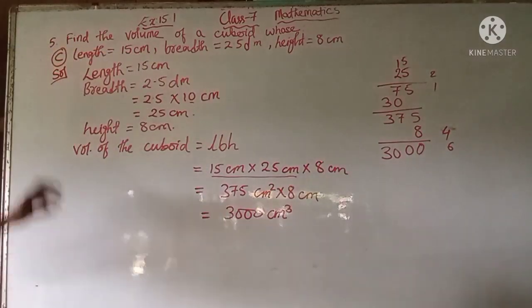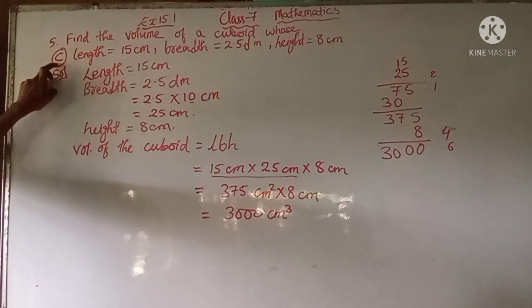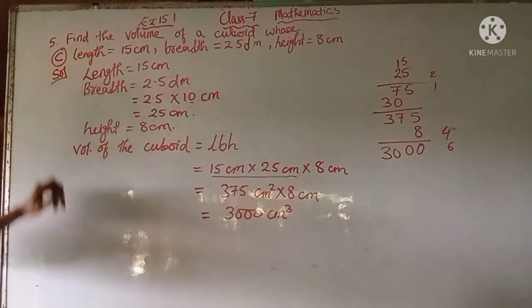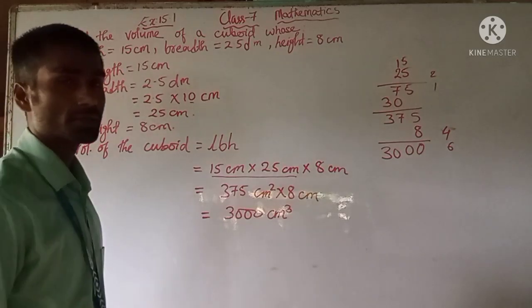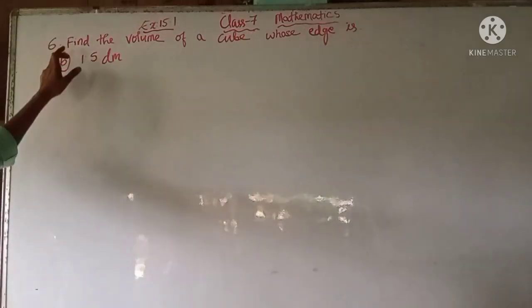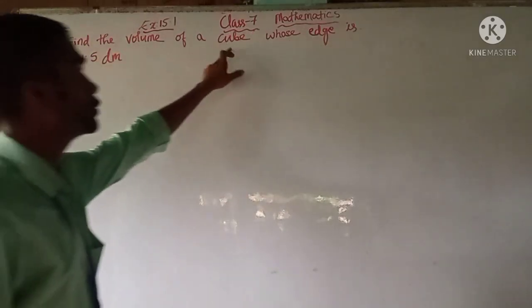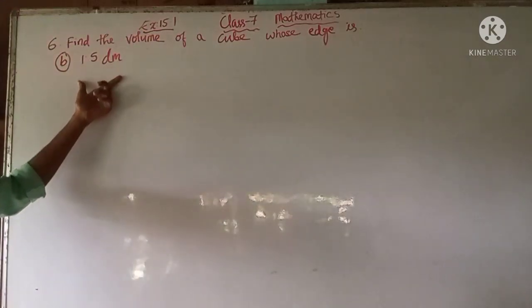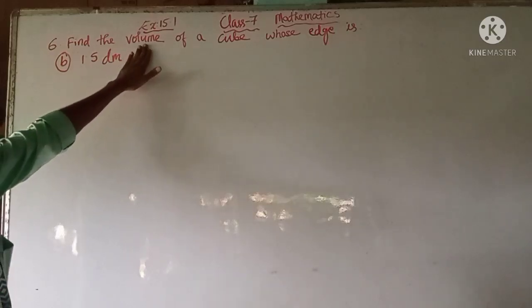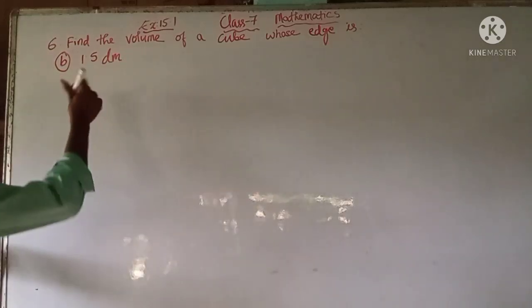I have done here option number C. You will have to do option number A and option number B. Now question number 6. Find the volume of a cube whose edge is given, and we will find its volume.